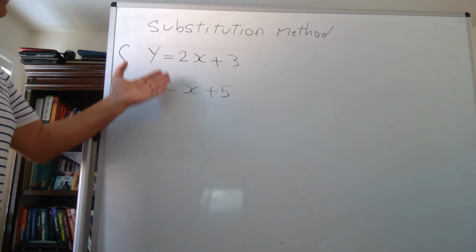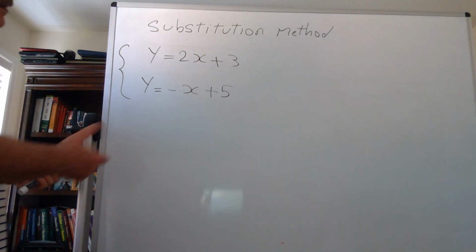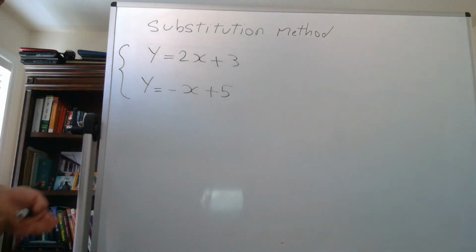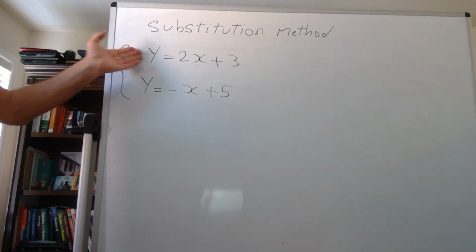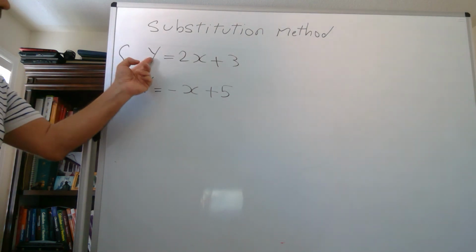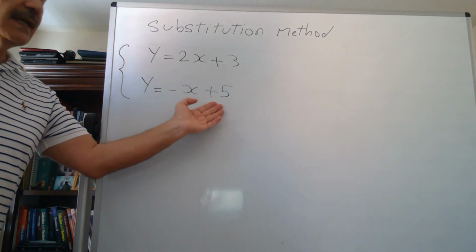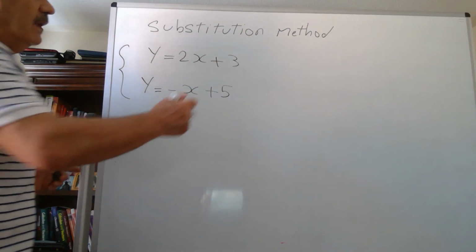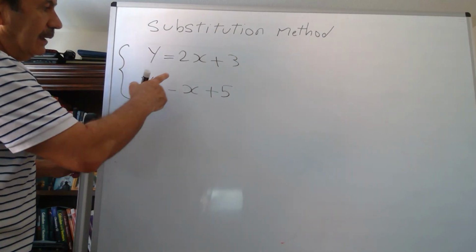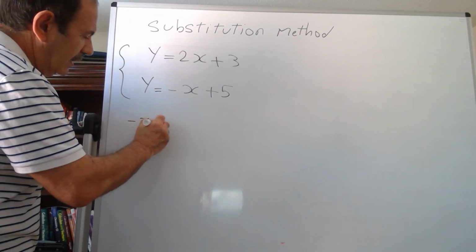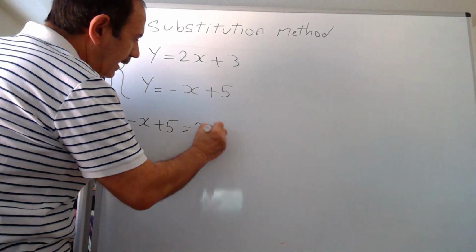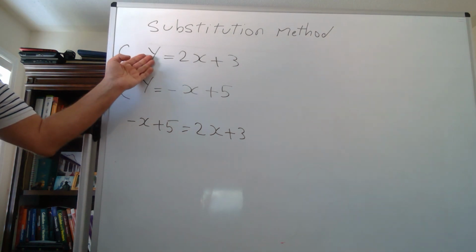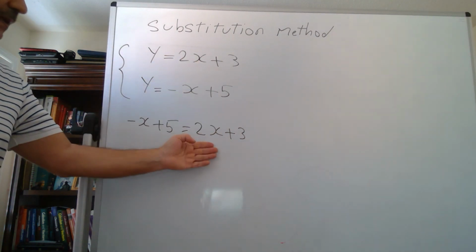For this one, if you want to solve by substitution method, look at this. As I told you, it doesn't matter which one, either of them, whichever is easier. As an example, I'm going to pick the first equation. Instead of y, I'm going to substitute negative x plus 5. So what's going to happen is negative x plus 5 is going to be 2x plus 3, right? Negative x plus 5 is substituted instead of this y, and the other side is 2x plus 3.